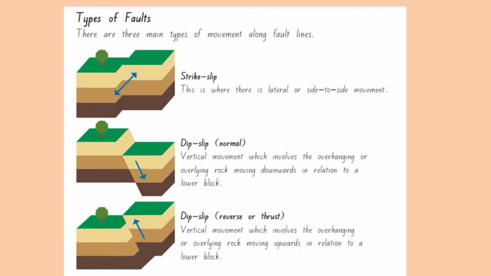Types of faults. There are three main types of movement along the fault lines, and the diagrams help to explain this, and you can see how they move. We've got a strike slip. This is where there is a lateral or side to side movement. Dip slip, that's the normal one. Vertical movement, which involves the overhanging or overlying rock moving downwards in relation to a lower block. And a dip slip reverse or thrust. Vertical movement, which involves the overhanging or overlying rock moving upwards in relation to a lower block. These are the ones that occur underneath the sea and can cause tsunamis.